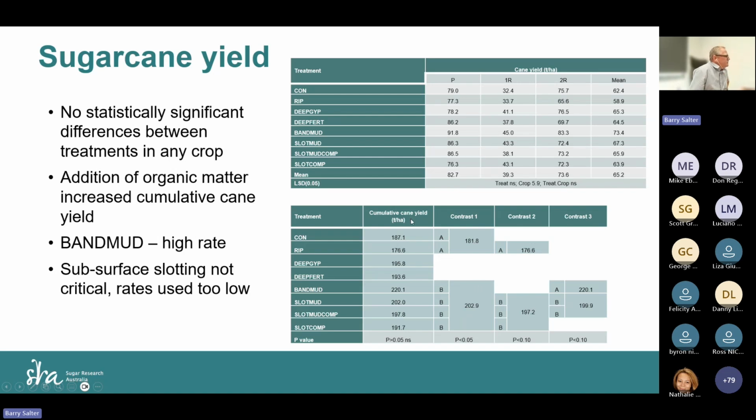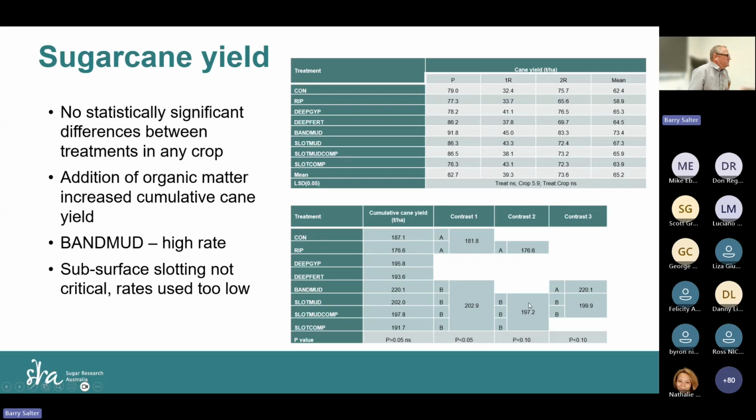This was done on cumulative cane yield, so I added the plant, first and second return yields together. I should say there was a very poor year in the first return because of Cyclone Debbie, so that's why some of these yields are a bit lower than what we would hope for. But when I compared the treatments where we applied no product, so the control and the ripping treatment, to the treatments where we put some organic matter into the system, so that was these four, you can see that we had significantly higher yield where we put some organic matter into the system. So 202 or 203 tonnes versus 182 tonnes over the crop cycle. So there definitely seemed to be a benefit from that organic matter.